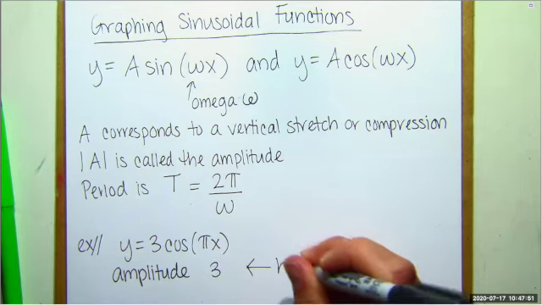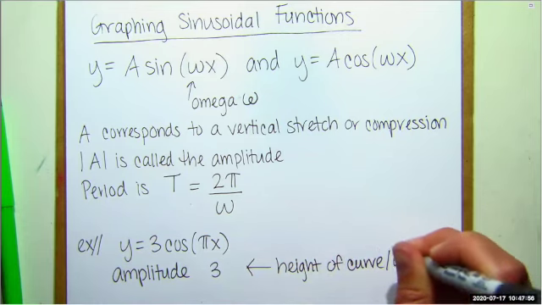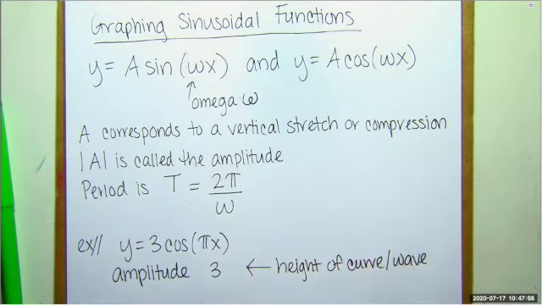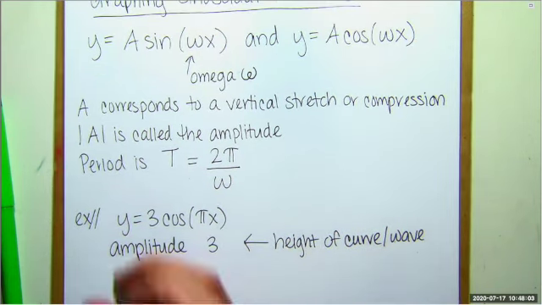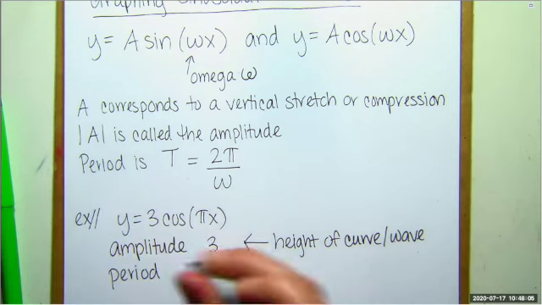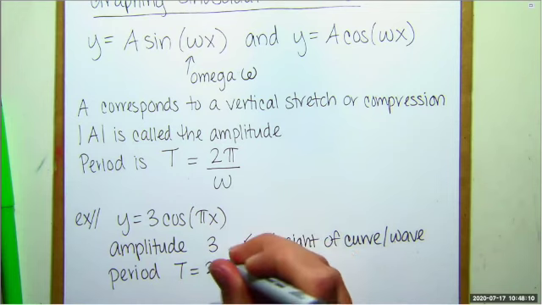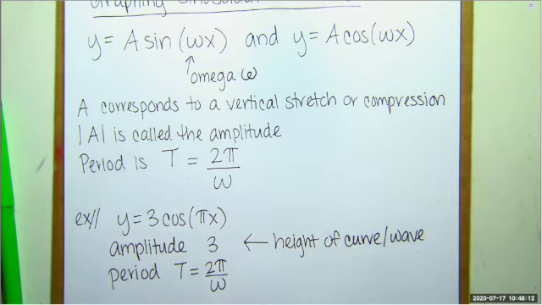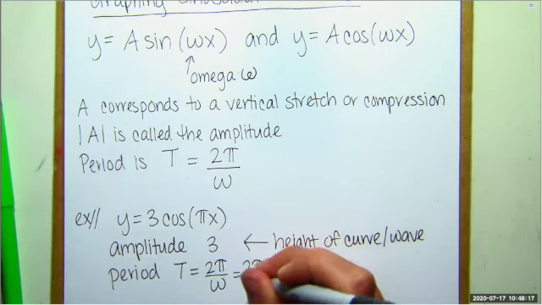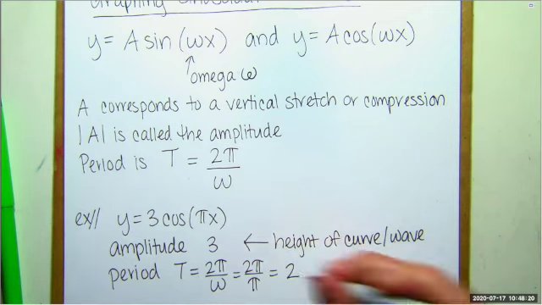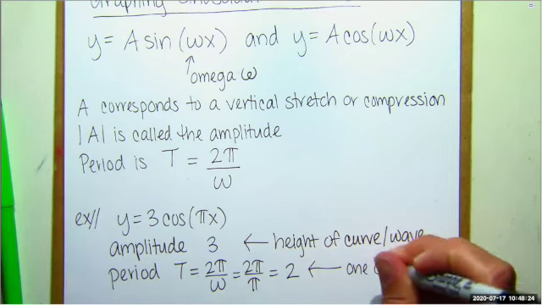This tells us the height of our curve, or sometimes you hear this referred to as a sine or cosine wave. To find our period, we would need to set up that our period T is our original period, which is 2 pi. We need to change that by a factor of omega. In this example, omega is pi. So we'd get that our period is 2. This is the time to complete one cycle.